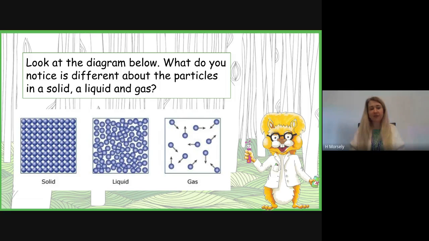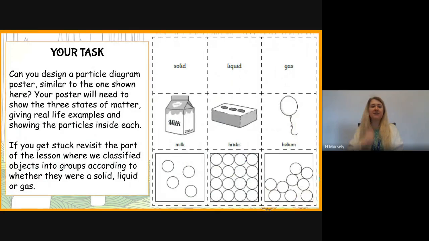So look at the diagram then. What do you notice is different? So just have a look at the solid. Look at how tightly compact all of those particles are. With the liquids, they're a bit further spread out, but they're still quite close. Whereas gases, you can see that they're very far spaced out and they're moving around constantly as well.